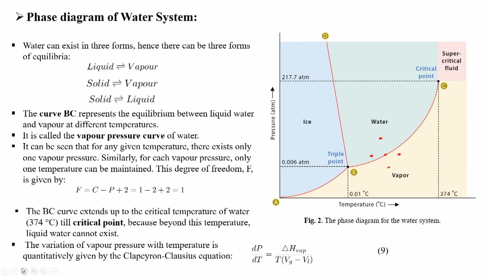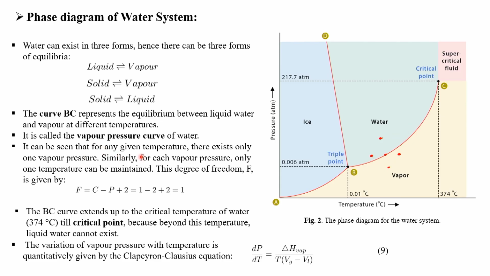So the curve BC represents the equilibrium between liquid water and vapor at different temperatures. So along this line you get two phases. It's liquid water and vapor both, and they are in equilibrium with each other. And it is called the vapor pressure curve of water. So liquid water and vapor both coexist here. So this curve is called the vapor pressure curve of water.